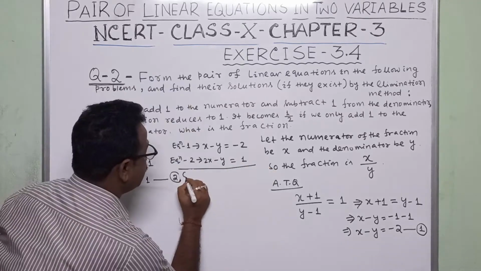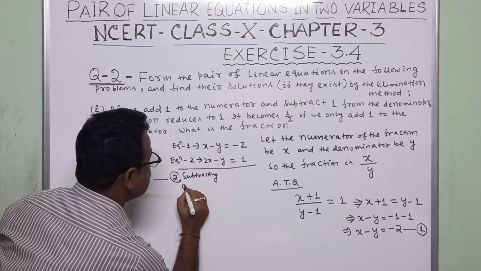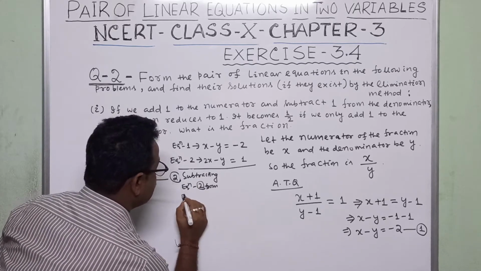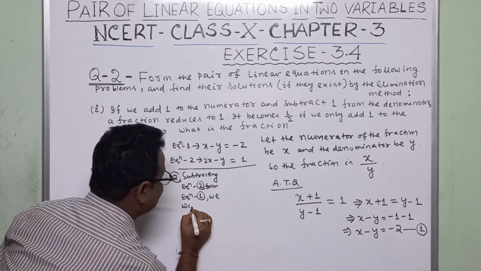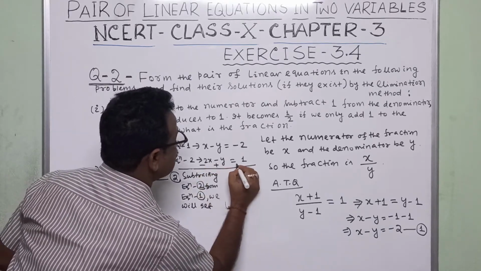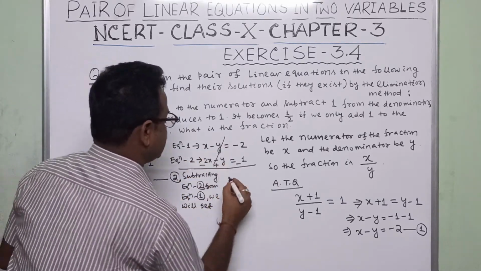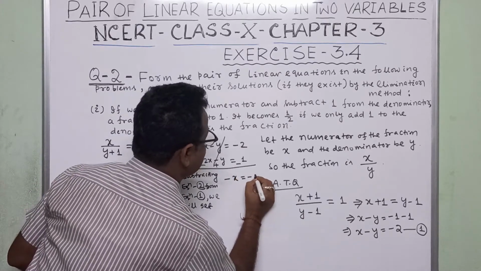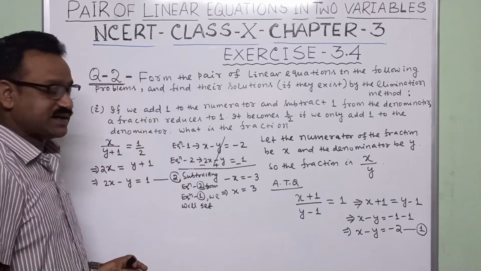Now subtracting equation 2 from equation 1, what will we get? Subtracting: minus plus minus. So y cancels. Now x minus 2x is minus x, is equal to minus 3. That implies x is equal to 3.